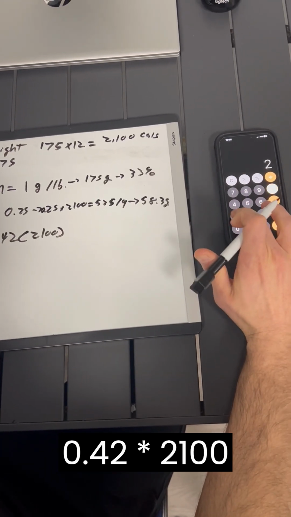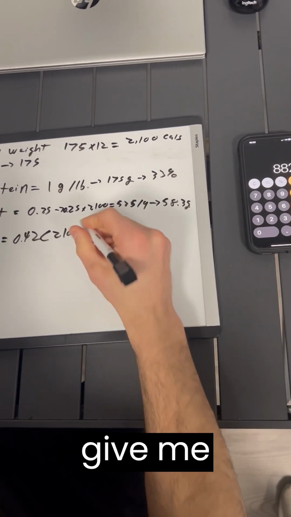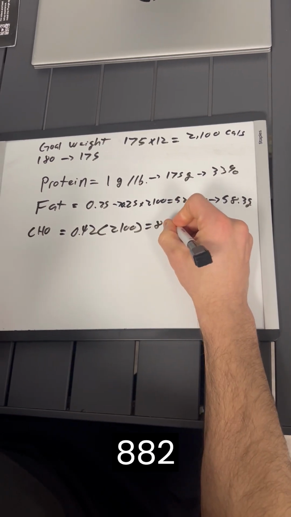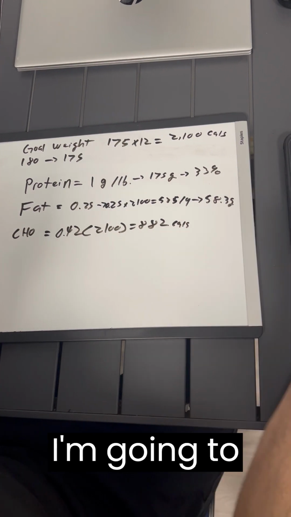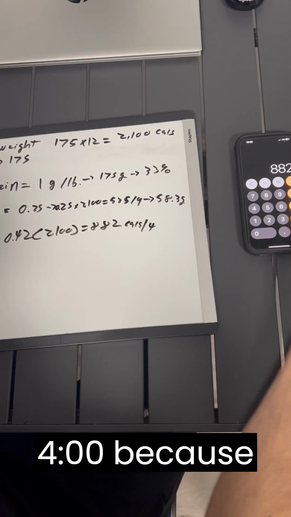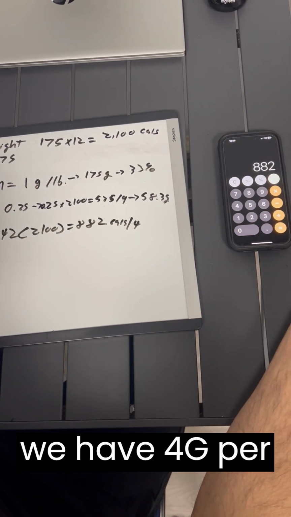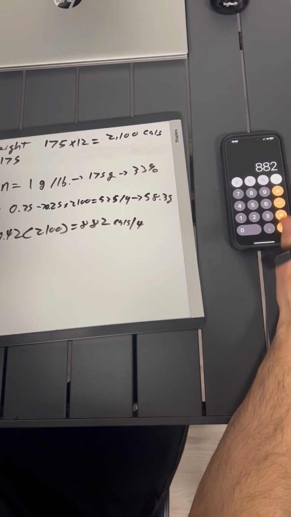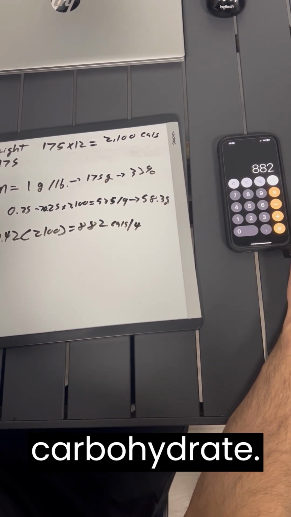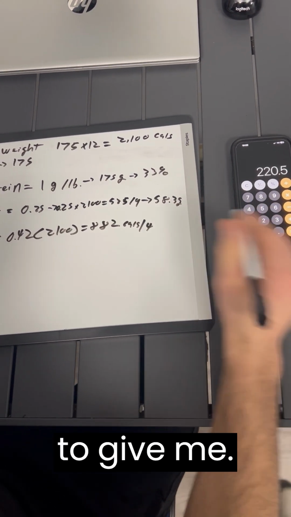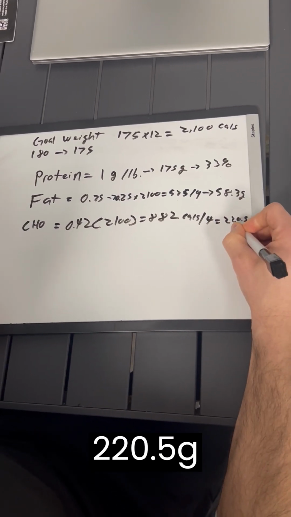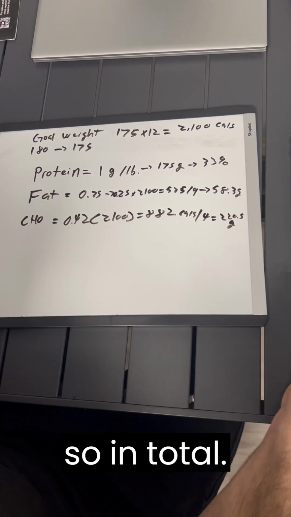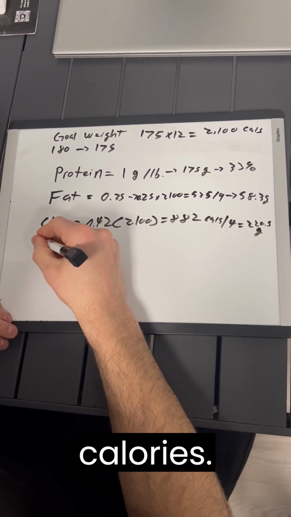0.42 times 2,100 is gonna give me 882 calories. And I'm gonna divide that by 4 because we have 4 calories per gram of carbohydrate. That's gonna give me 220.5 grams.